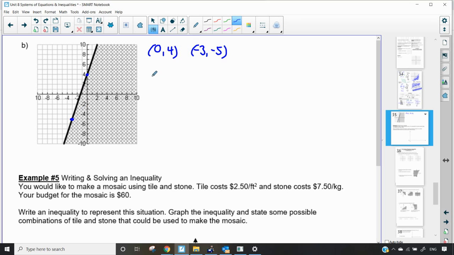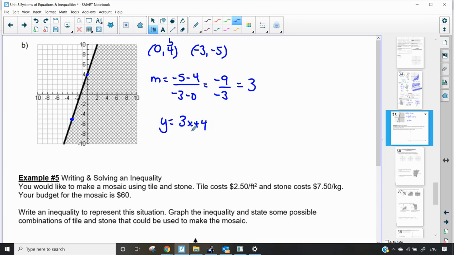So I'll start off with my slope formula again. I'm going to have -5 minus 4 divided by -3 minus 0. So that gives me -9 divided by -3, which gives me a slope of 3. Again, I lucked out because I saw what my y-intercept was, so I know that my b value will be 4. So my equation for the boundary line is y equals 3x plus 4.